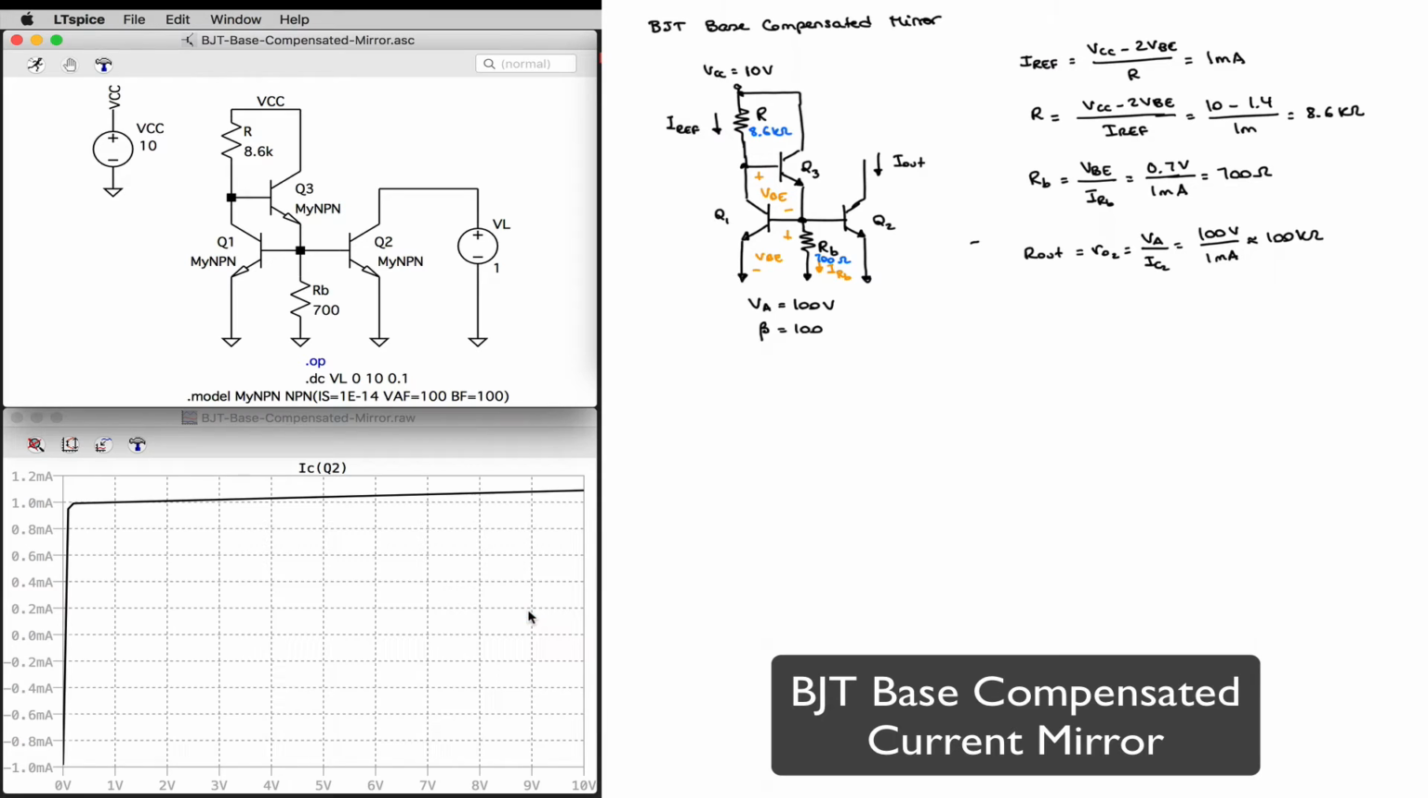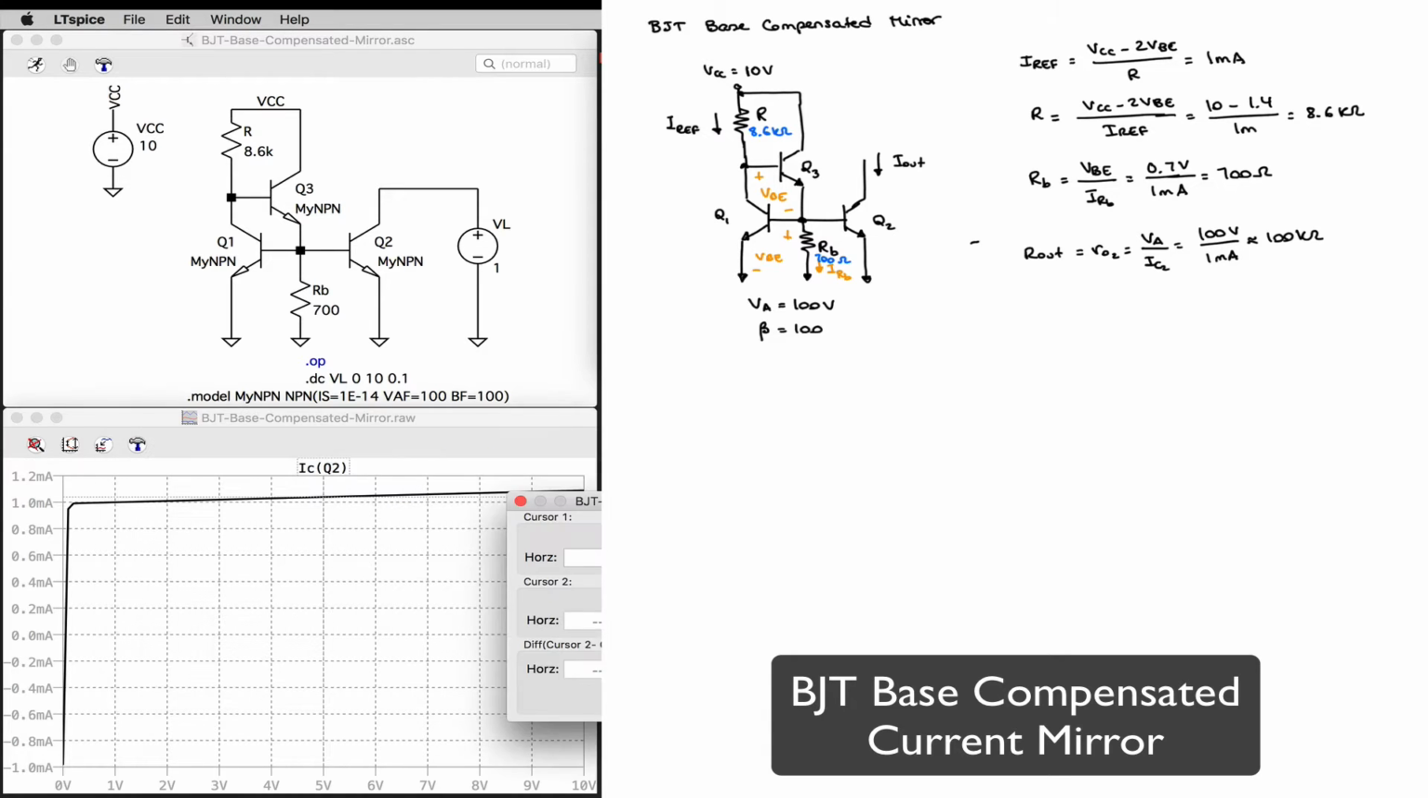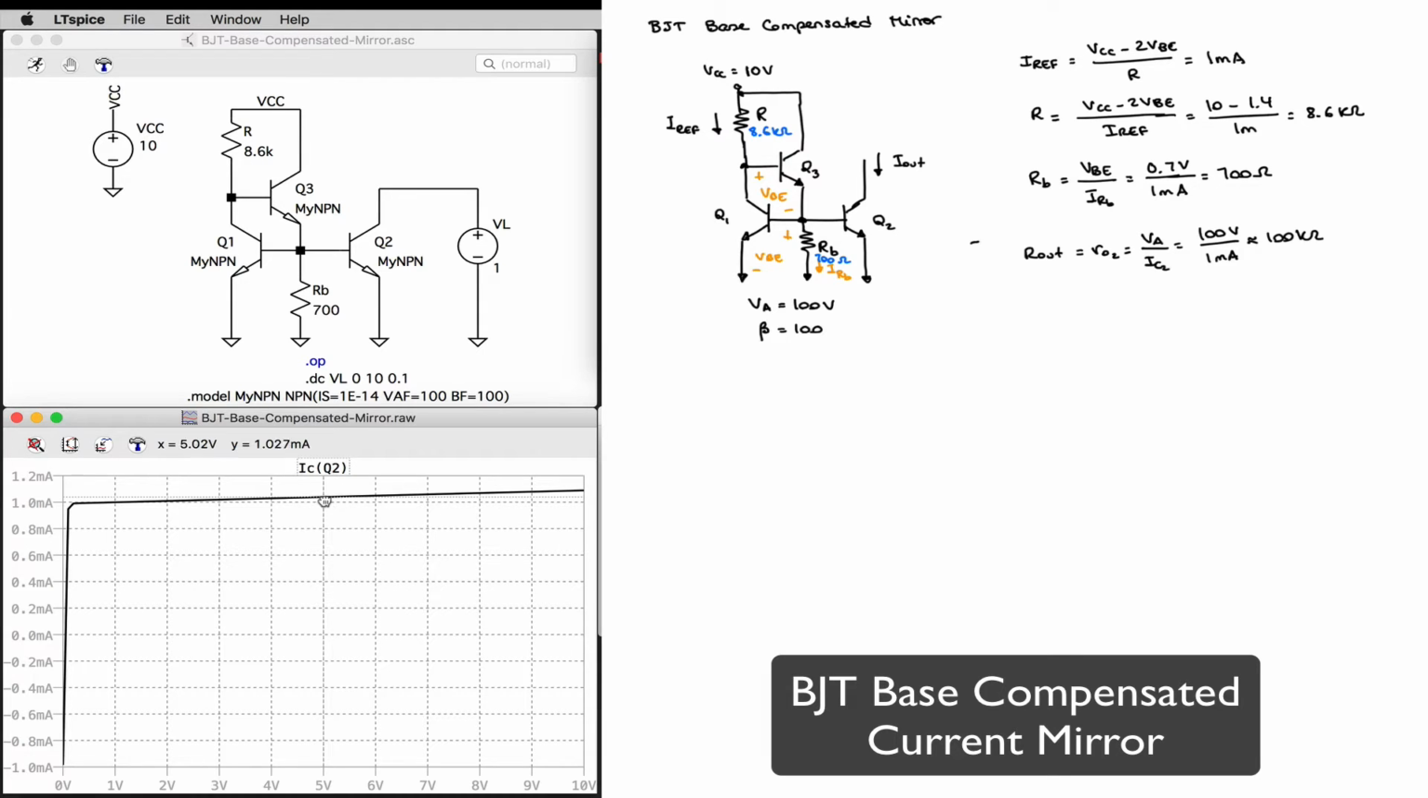Go ahead and turn on the grid so you can see better. So I can see that 1 milliamp increasing slightly with increases in the load, and so that means that we have some output resistance that is finite, as we expect. And I'm going to go ahead now and turn on my cursors, as I did before, and try to measure maybe from 1 volt, 4 to 10 volts.